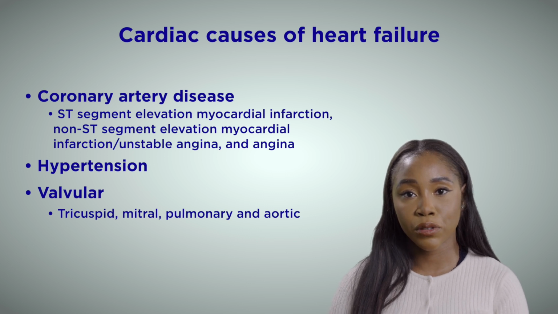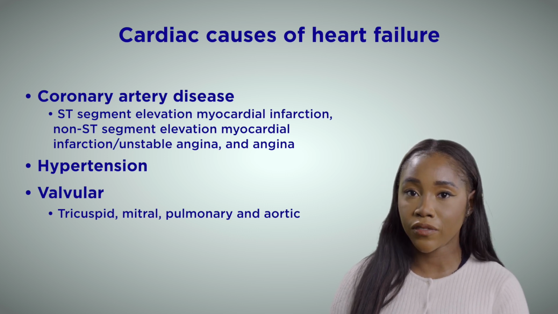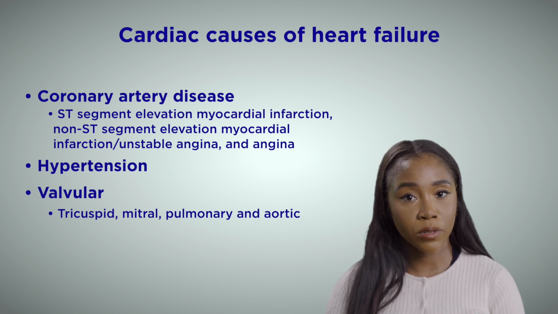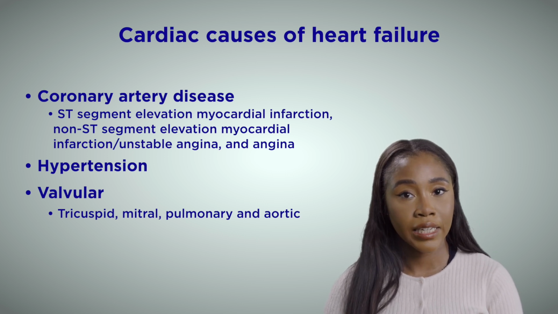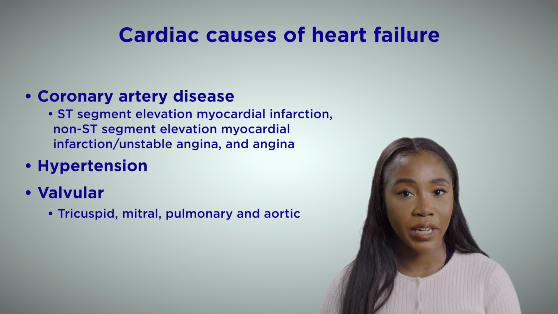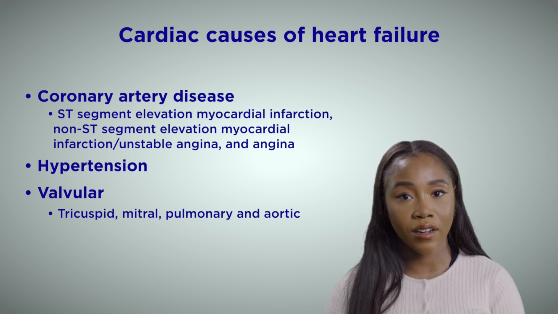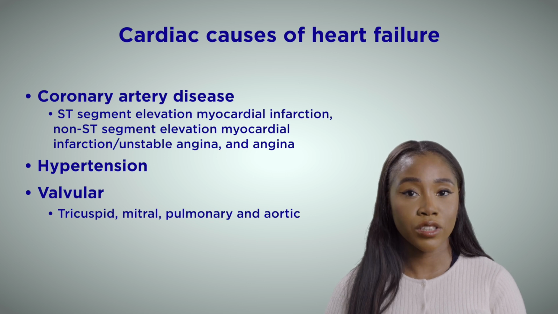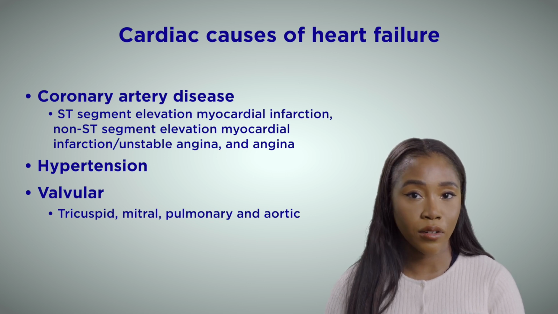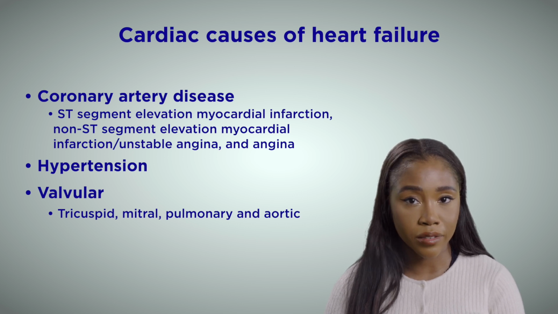So you have your 4 different valves: your tricuspid valve, your mitral valve, your pulmonary valve, and your aortic valve. And with these valves, you can have stenosis, so narrowing of those heart valves, or you can have regurgitation, where there is leakage of those valves. And again, this can lead to impaired pumping function.